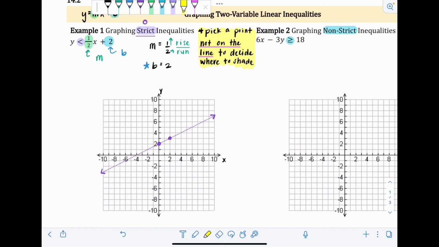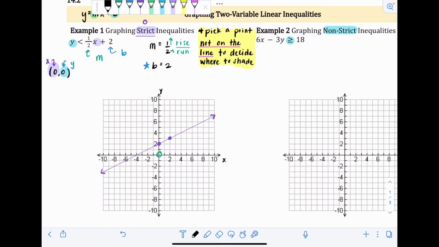I like to pick 0, 0 as long as it's not on the line. And in this case, 0, 0 is not on my line, so I'm going to pick it. So I'm going to write that point off to the side, 0, 0. And then what we do with that point is we put it in the inequality and see if it makes it true. So x is 0 and y is also 0, and you could pick a different point and use a different x and y. It's up to you. So we're going to put 0 in for where x is, and 0 in for where y is.